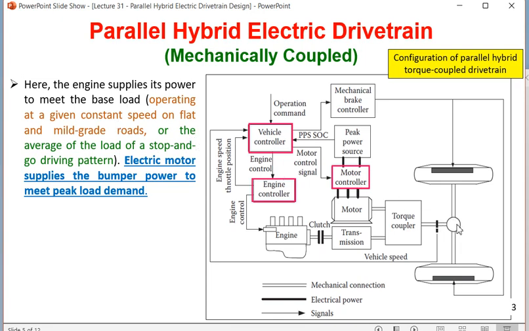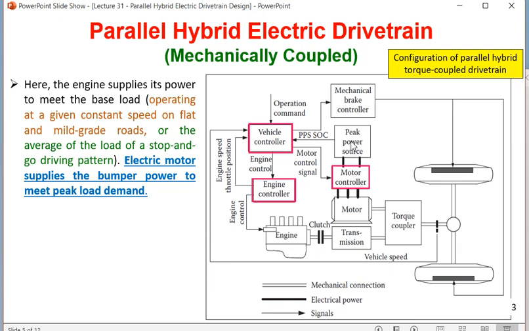From there, the power gets divided and goes to the left and right back wheel. The electric motor supplies the bumper power to meet peak load demand. It is actually a little controversial statement. The motor cannot supply power. The peak power source actually supplies the power, but that is channelized through the motor.